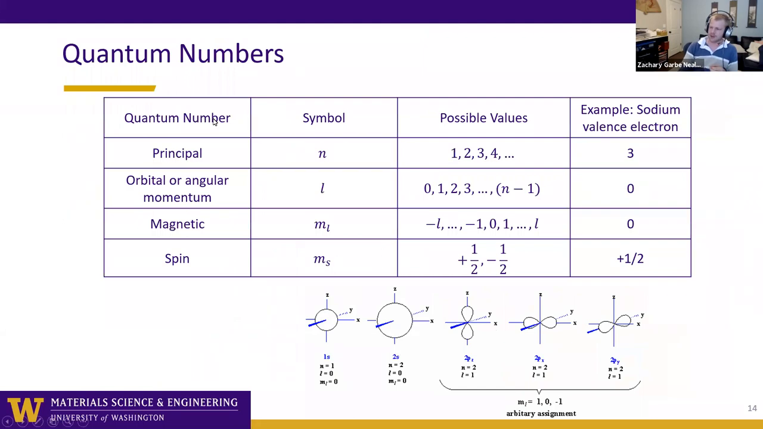Okay. And then the quantum numbers are kind of like a barcode or a serial number for each electron that exists in an atom.